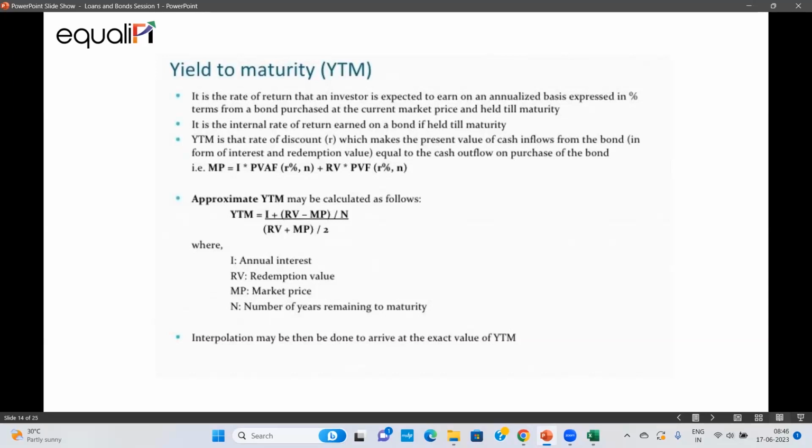I just quickly go through it. It is the internal rate of return earned on a bond if held till maturity. YTM is the rate of discount which makes the present value of cash inflow from the bond, in the form of interest and redemption value, equal to the cash outflow on purchase of the bond. Yeah, you can, but the concept needs to be very clear.